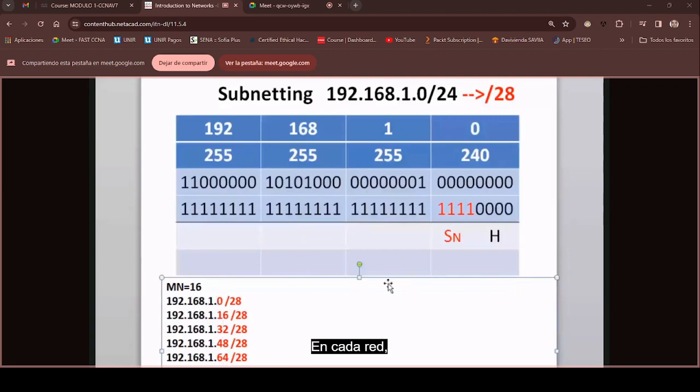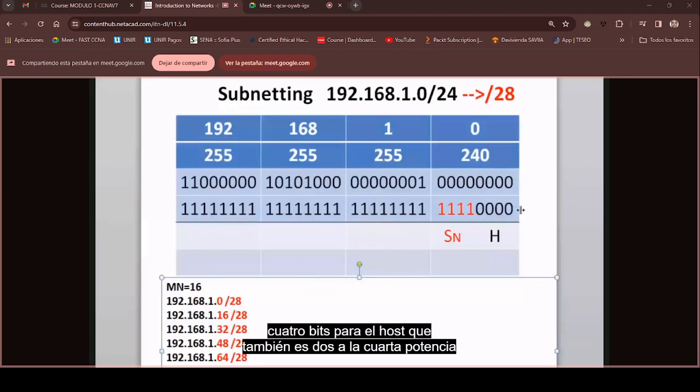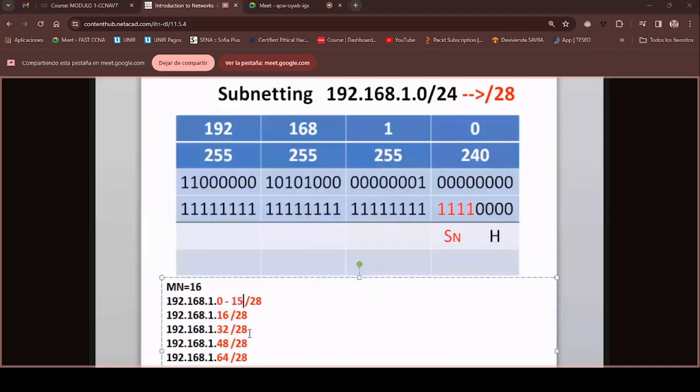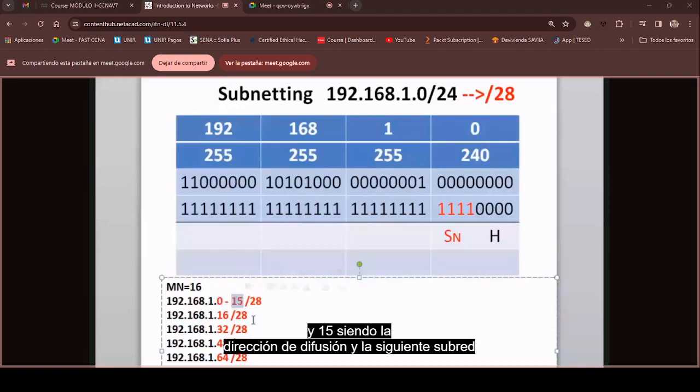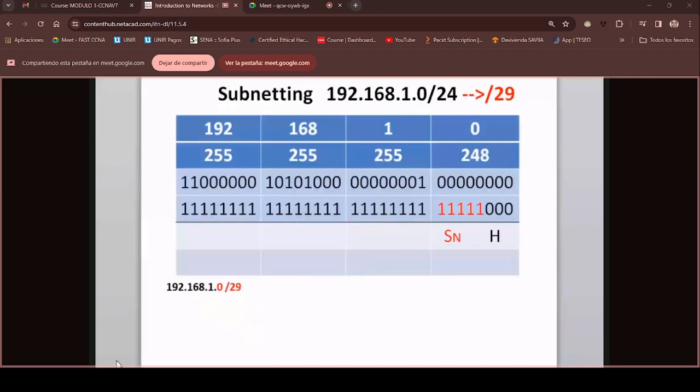In each network, we have the host bits, 4 bits for hosts, which is also 2 to the 4th power, or 16. So the network will go from 0 up to 15, with 0 being the sub-network address or network address, and 15 being the broadcast address, and the next subnet is the 16 subnetwork.